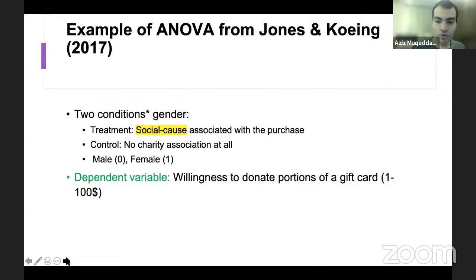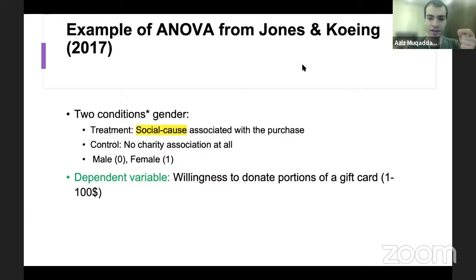Let me show an example of this. So this was an experiment, let's say it was by Jones and Coing. They are actually from the Department of Psychology at the University of San Diego. And so they had an experiment with two conditions.